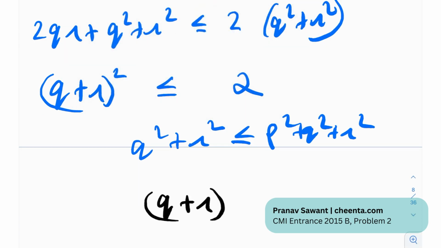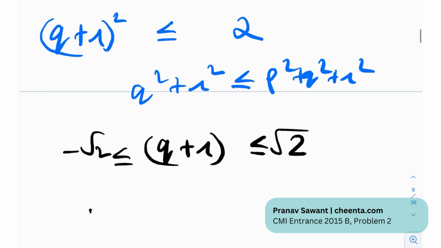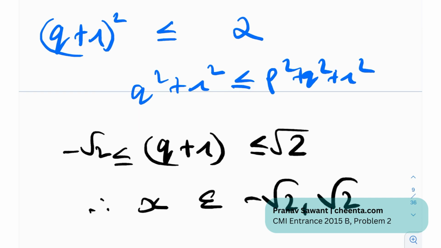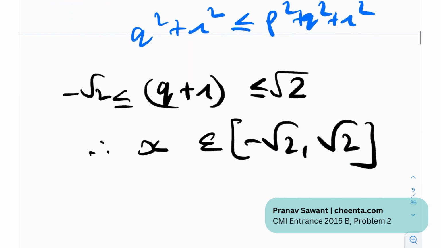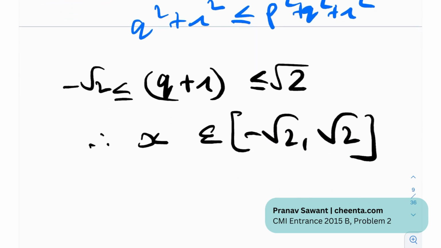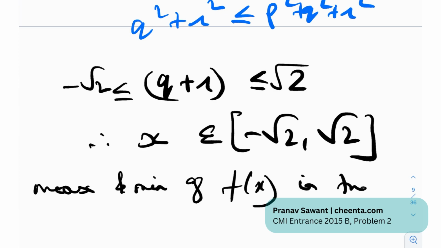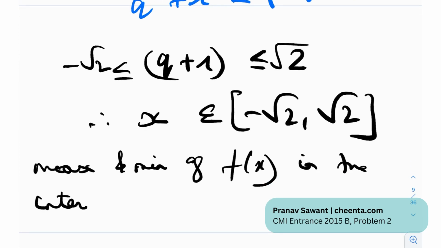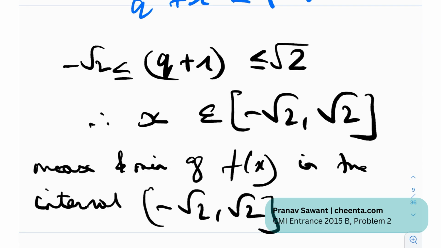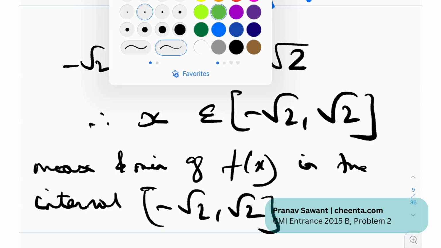So essentially we get this inequality for q plus r: it lies between root 2 and minus root 2. That's great, so we got a range of x. So x belongs to the closed interval from minus root 2 to root 2. Okay, that's perfect. So now all we really need to do is find the maxima and minima of the function f of x in the interval that we have found above, the interval from negative root 2 to root 2. In this interval, we need to find the maxima or minima of f of x.